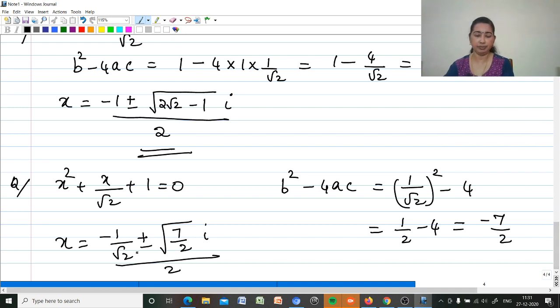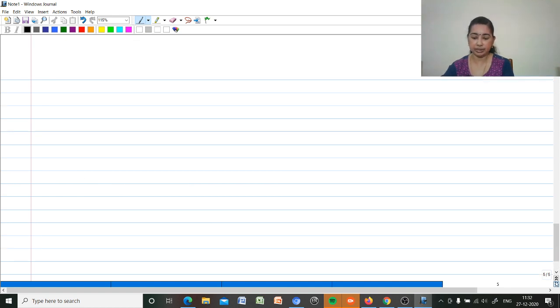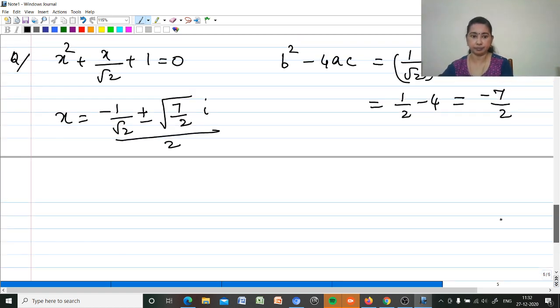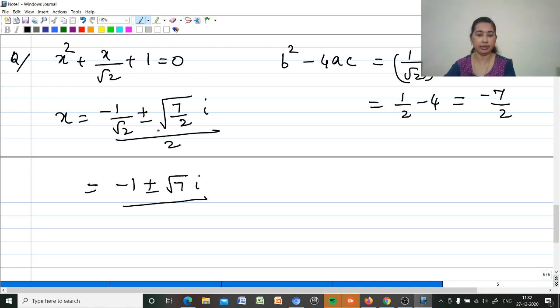This we can simplify because square root 2 is coming in the denominator, that we can simplify and write. That is equal to minus 1 plus or minus root 7i divided by, this whole divided by root 2 will come in the denominator, so 2 root 2. Now we will move on to the miscellaneous examples.